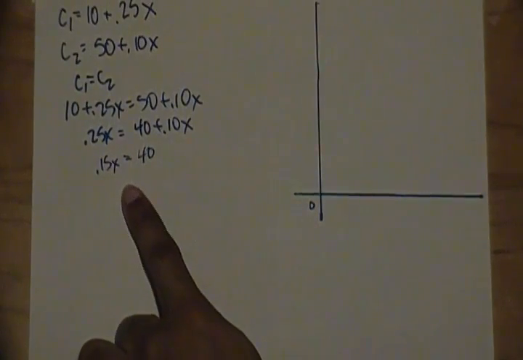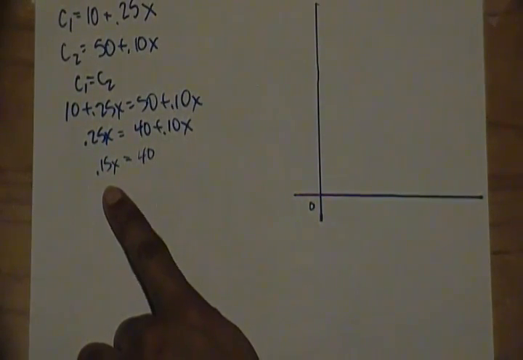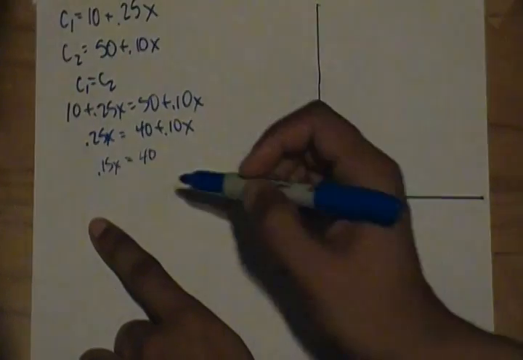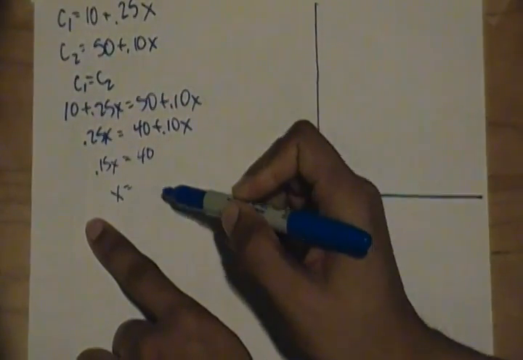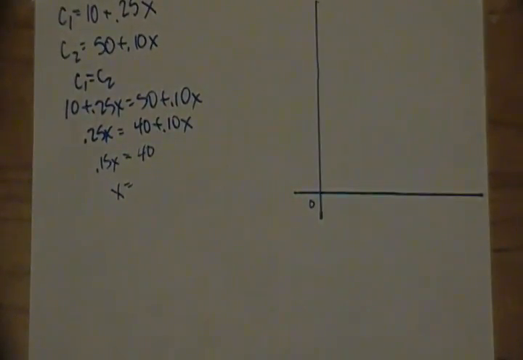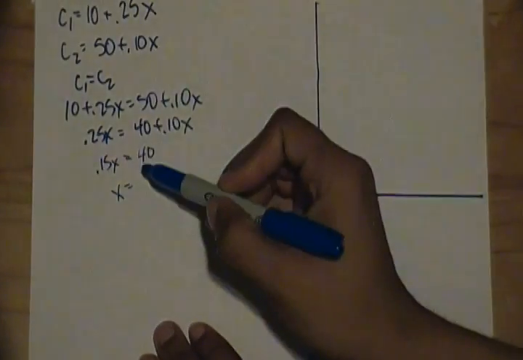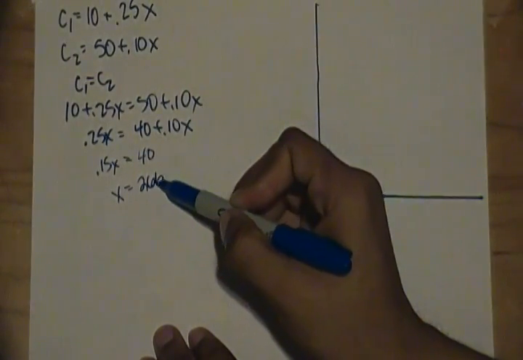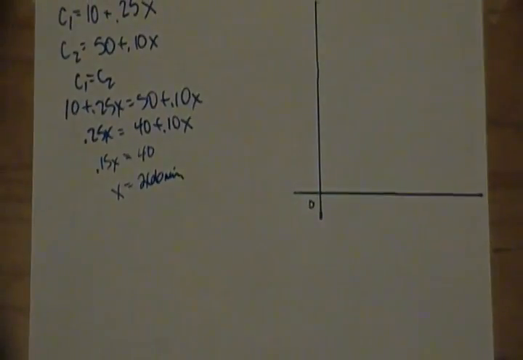Now I need to get x by itself. I'm going to divide both sides by 0.15. If you notice throughout this entire problem, I've just been doing the opposite on each side. Let's see. 40 divided by 0.15. That is about 266 minutes when I round off.